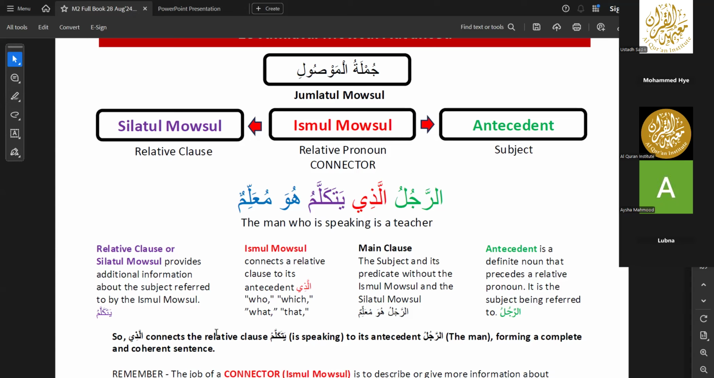Is the separator between mubtada and khabar. The man, then the description of the man, who is speaking, then is a teacher. So a teacher and the man, these are mubtada and khabar. Is the separator, divider. You have to be very clear about the Jumlatul ismiyah structure between the relationship of mubtada and khabar. They are connected by an auxiliary verb like is, am, are, were, was, etc.